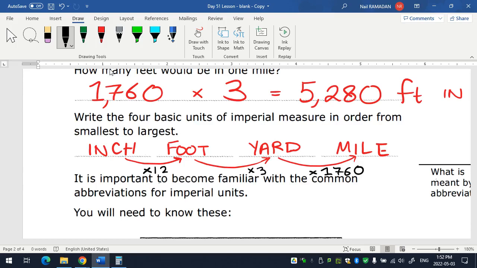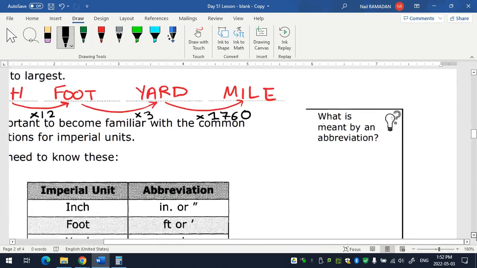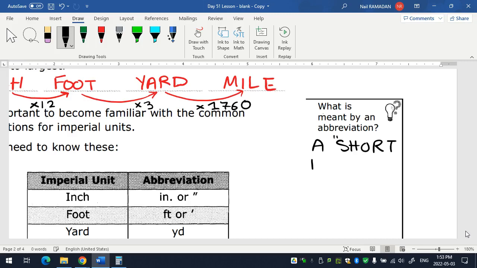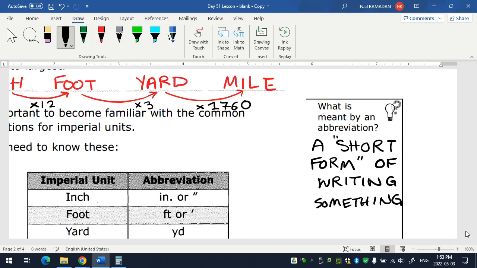Okay. It's important to know the abbreviations. We just talked about these. You will need to know these. There's a side question: what is an abbreviation? Can someone tell me? Is it longer or shorter? There you go. Nice. An abbreviation is a short form, or shorthand. Sometimes people say a short form of writing something.